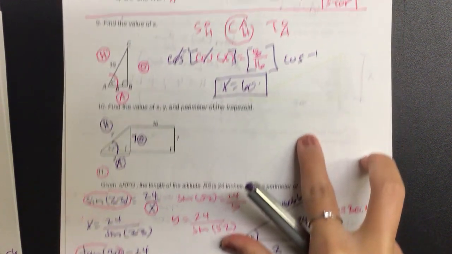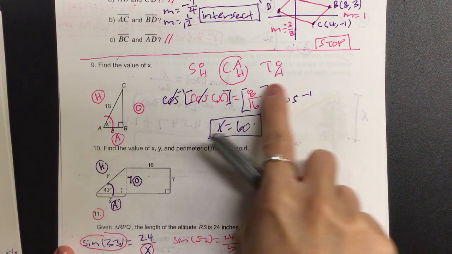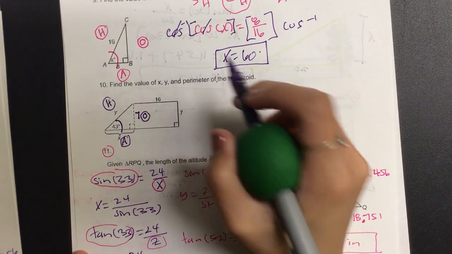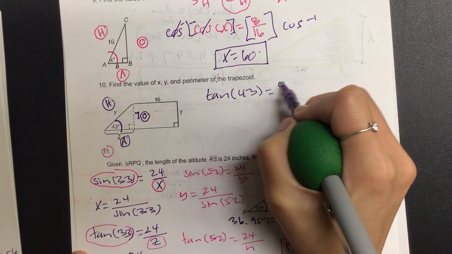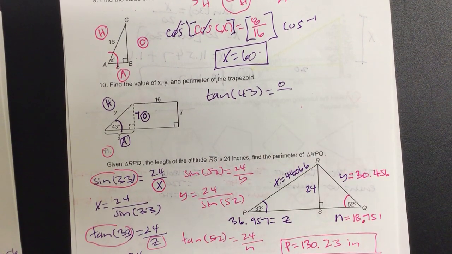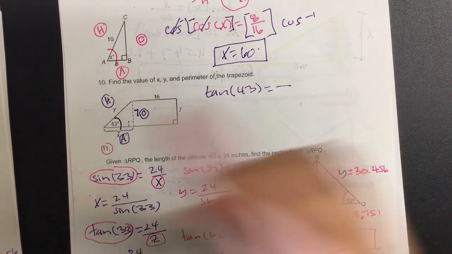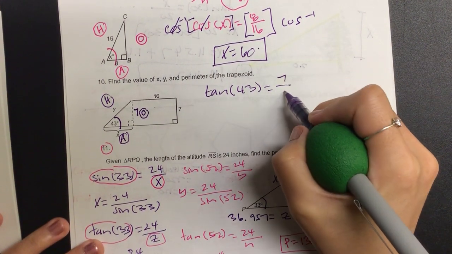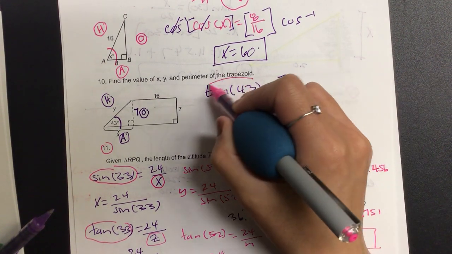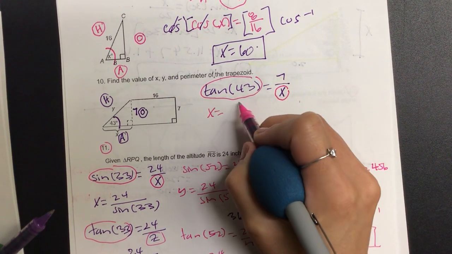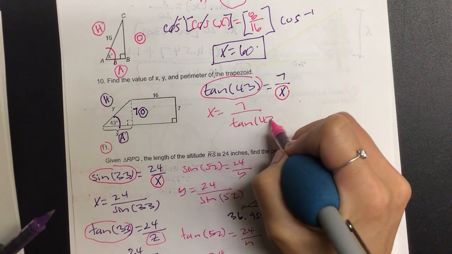Because I'm looking for X, which is the adjacent, and I know the O, the 7. Which trig function are we using? Which one has O and A? Tangent. Rivers, are you with me? Not really. Stay with me, please. So we have tangent of 43 is equal to the opposite, 7, over X. Okay, what was the rule that I taught you guys as a shortcut? We swapped these two. So we have X equals 7 over tangent of 43.